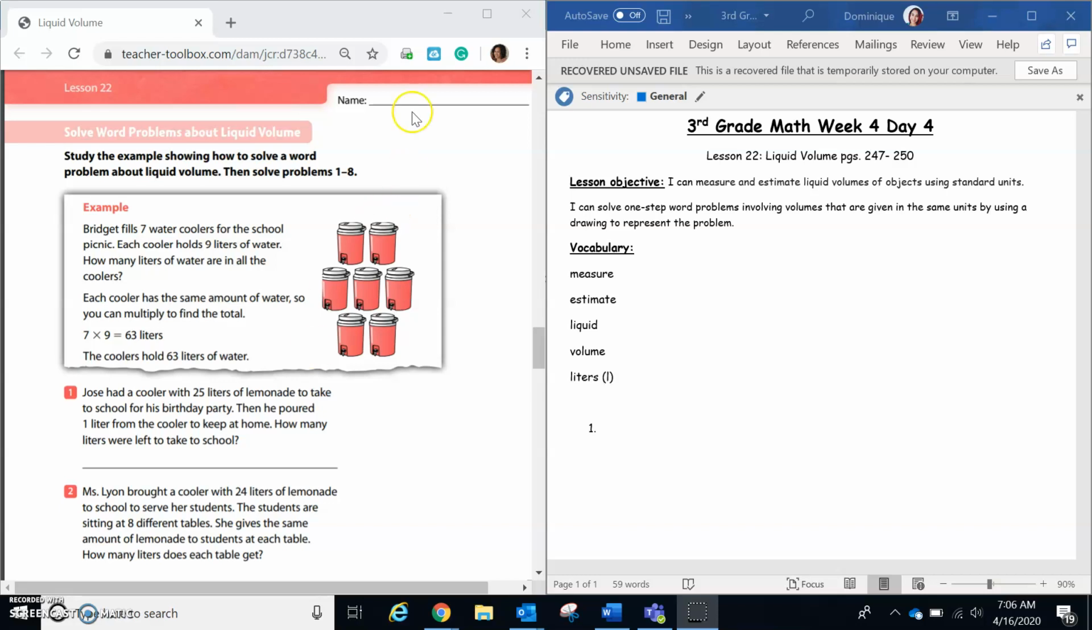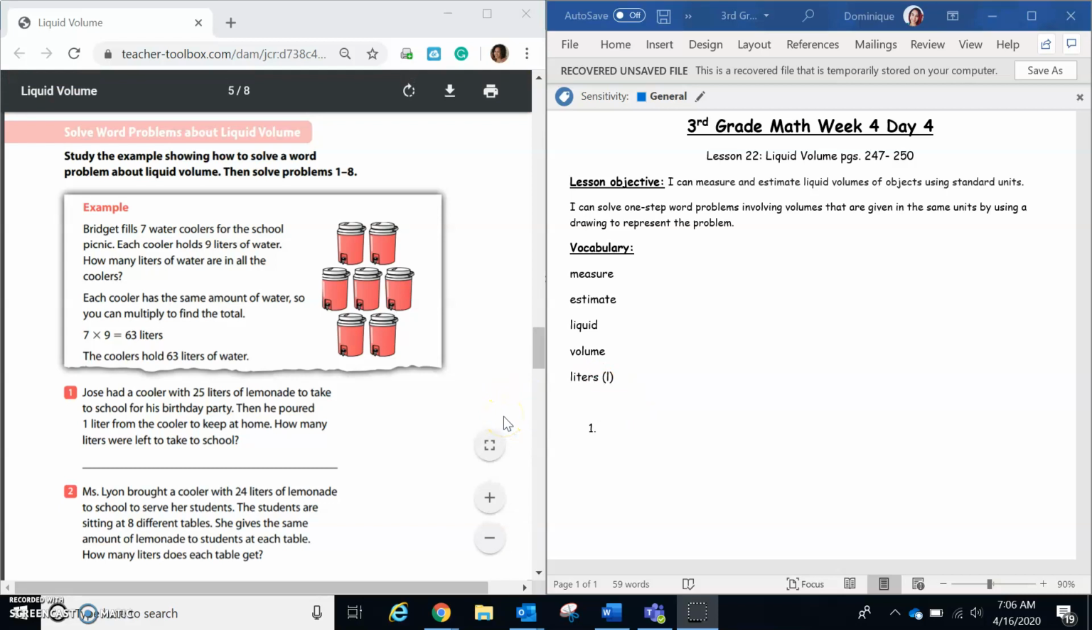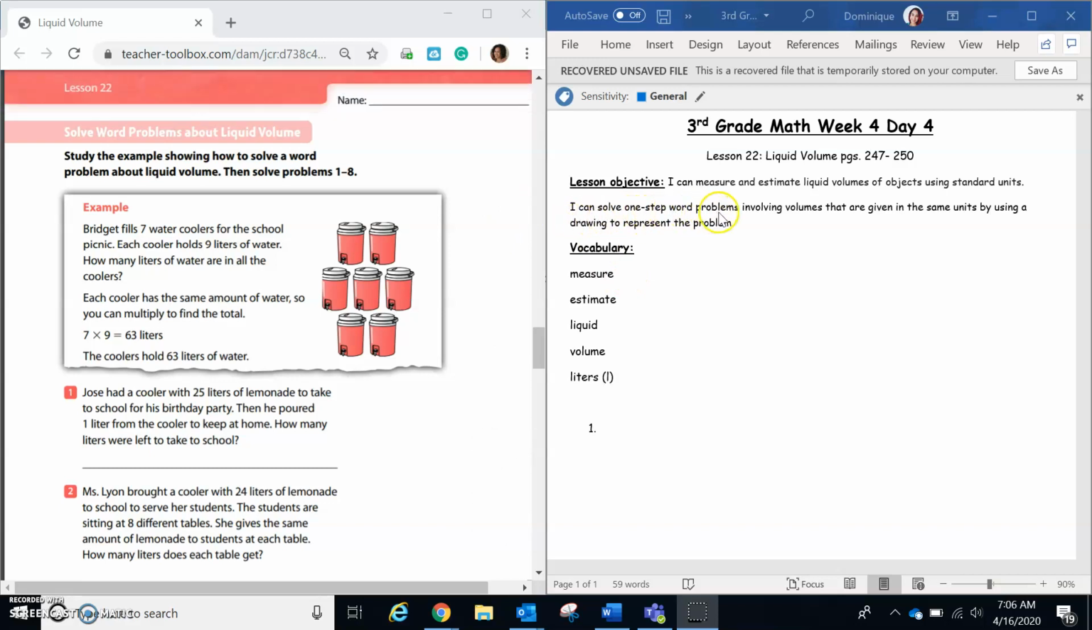The first one says, I can measure and estimate liquid volumes of objects using standard units. That's what we've been doing all week long, looking at different objects in different containers and seeing how much of a liquid would fit into that container. And also, I can solve one-step word problems involving volumes that are given in the same units by using a drawing to represent the problem. This is when we're looking at word problems and it tells us somebody has a certain amount, and either they've gotten rid of a few liters, or they wanted to share the liters with somebody, anything of that sort.